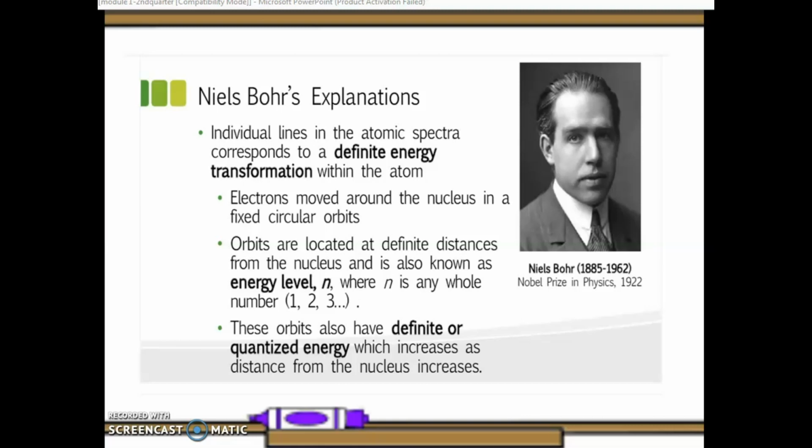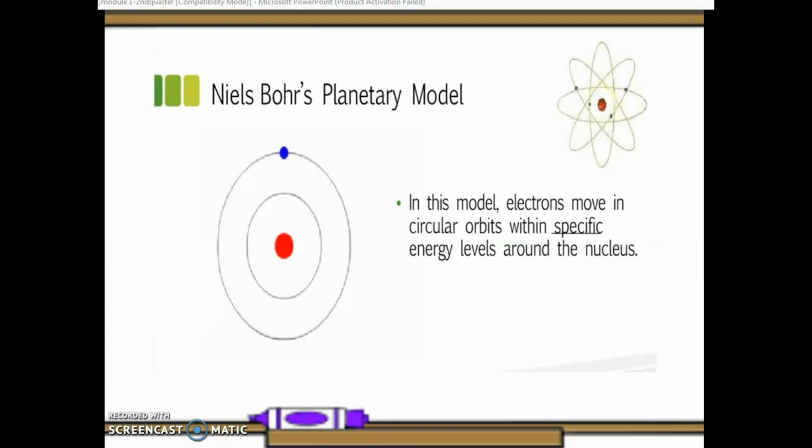Electrons move around the nucleus in fixed circular orbits. Orbits are located at definite distances from the nucleus and are also known as energy levels, or n, where n is any whole number. These orbits also have definite or quantized energy, which increases as distance from the nucleus increases. This is Niels Bohr's planetary model.